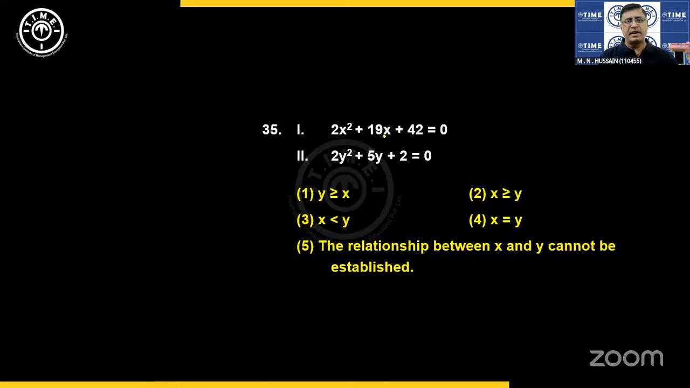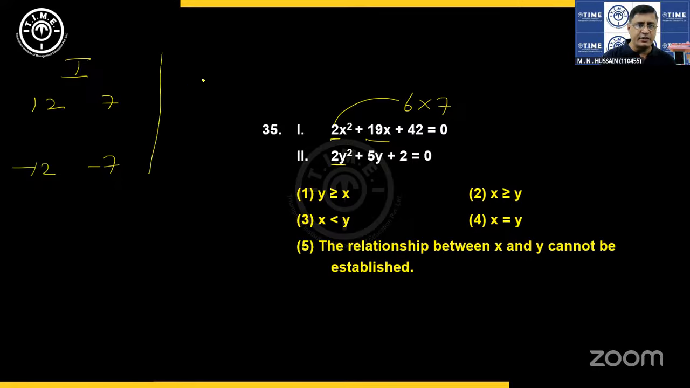2x square plus 19x plus 42. So 19 is the middle term. 42 means here I'm writing it as a 6 into 7. 2 into 6, that is a 12. 12 plus 7, that is 19. So 12 and 7. What about the values here? Minus 12, minus 7. My dear students, here the coefficients of x square and y square are same. So just ignore it while comparison.